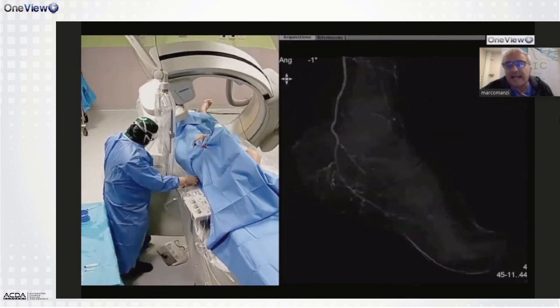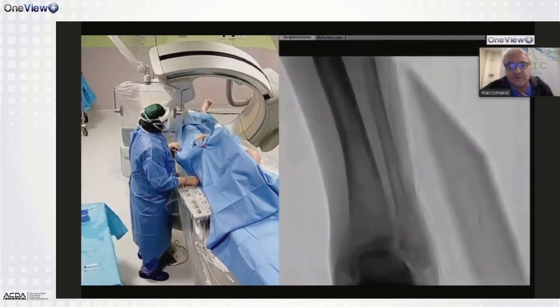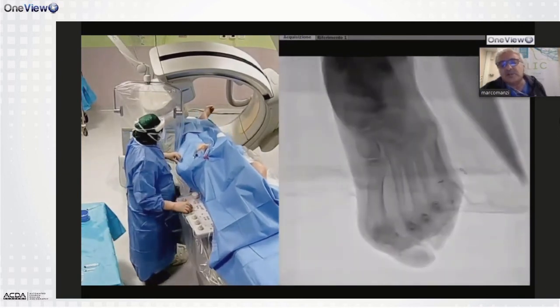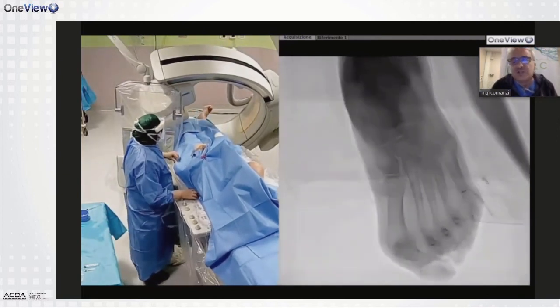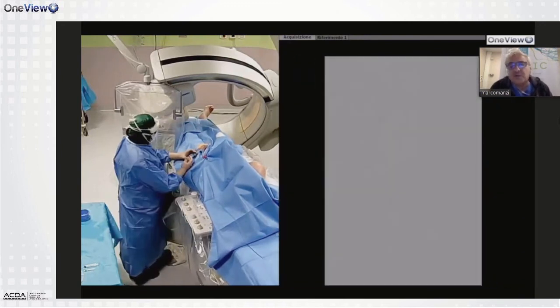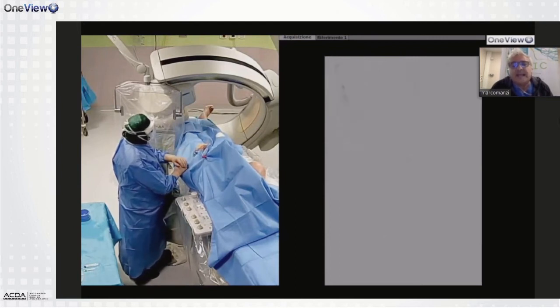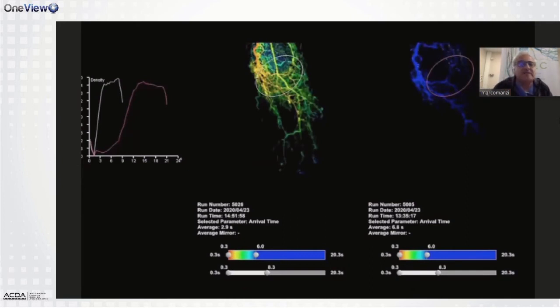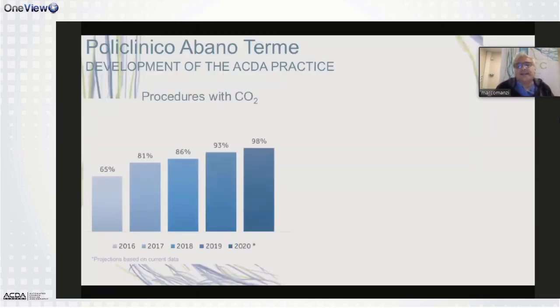Then we perform an anteroposterior view of the foot, and we perform a 2D perfusion angio just to evaluate the efficacy of our procedure. Of course, with this kind of projection, the main enemy is the little movement of the foot in this direction, so sometimes it can be difficult to evaluate with CO2. The comparison is made before the procedure and after the procedure, and that's all.